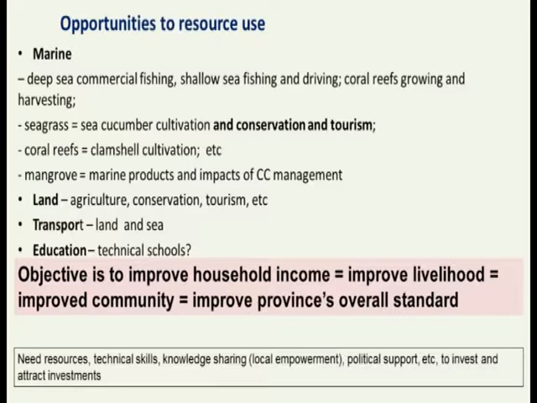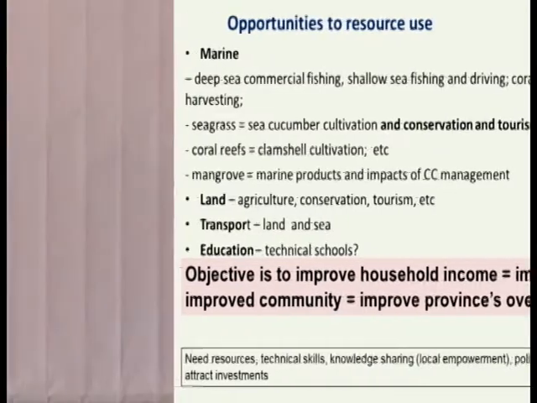Okay, some opportunities for resource use. We have seen a background to where the resources are located in the province. Okay? And I just gave you some common ones that we can venture into. So you can see if you go into marine, there is a lot of area there for marine. You can do deep sea commercial fishing, shallow water fishing and diving, coral reef growing and harvesting of corals. Or you can go into sea grasses as a resource.